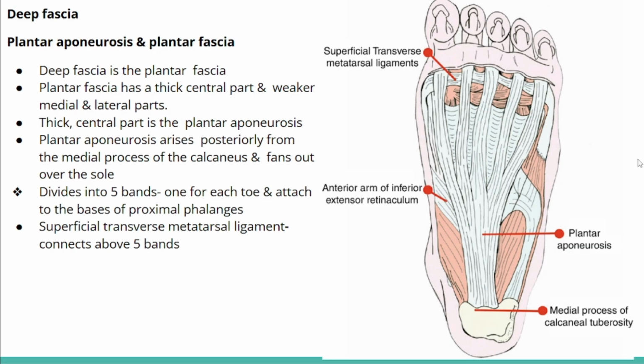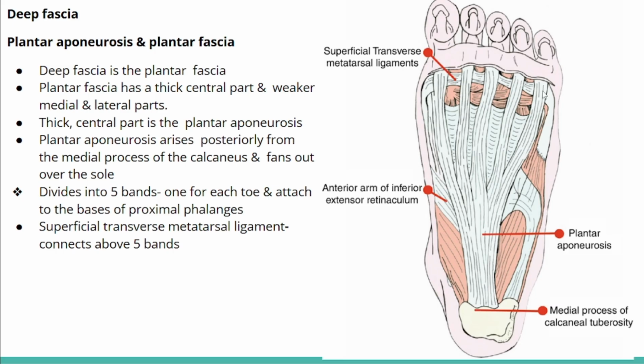We discussed skin and then subcutaneous tissue. Then we'll move on to the deep fascia. So the deep fascia is the plantar fascia here. Now this deep fascia is thickened centrally, which we call the plantar aponeurosis. This plantar aponeurosis arises from the medial process of the calcaneus and fans out over the sole. It divides into 5 bands, one for each toe, attached to the bases of the proximal phalanges. The superficial transverse ligament, which lies closer to the metatarsal heads, connects these 5 bands.